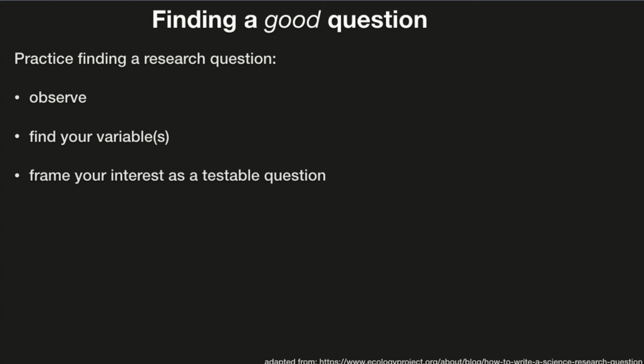You want to avoid why questions, like, why are there bees here? That's not necessarily something that's testable. Instead, you could say, are the purple flowers outside of Sequoia attracting more bees than the white flowers, for example? So you've identified 2 populations, the purple flowers and the white flowers.